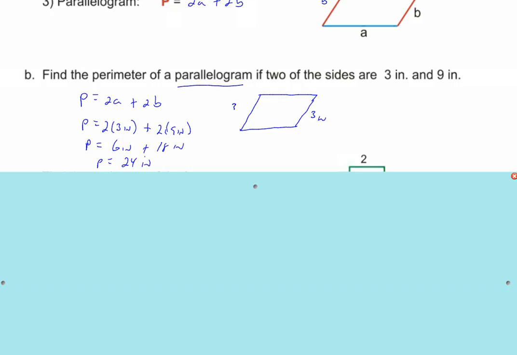And I would stick the 3 there, right? Because I know it's a parallelogram. I would stick the 9 there, and I would stick the 9 there, and just count up the distance around it, right? Look, if you can't remember the formula, don't miss the problem because it's not that hard, right, Christina?